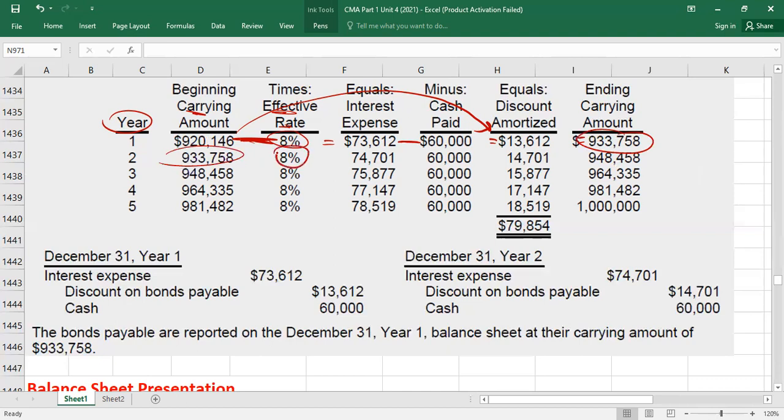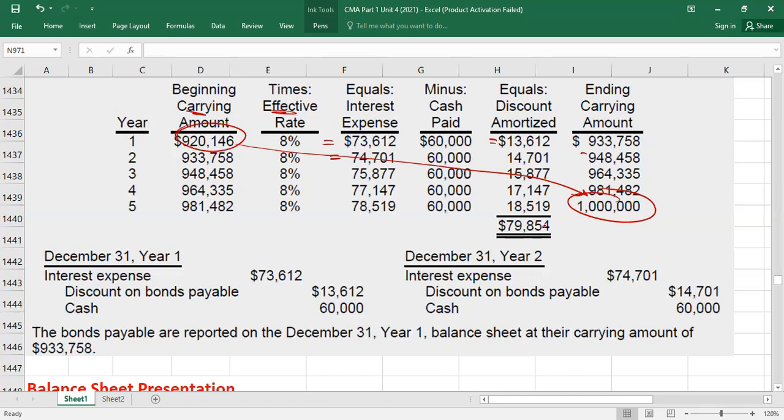Again, you will multiply with the 8%. You will get interest expense. Actual interest paid is 60. Difference of these two is amortization of discount. Again, beginning plus amortization, you will get ending carrying value. And if you repeat this process over 5 years, this is going to be equal to 1 million. So now the point is why were we adding amortization of discount? Because we want to move from 920,000 to the 1 million. That's why we are adding amortization.